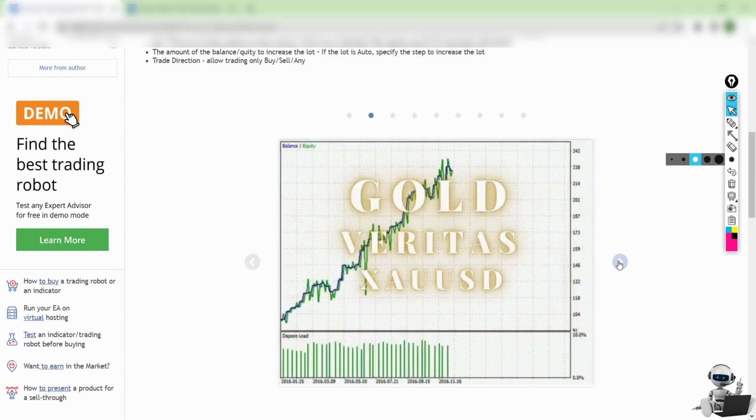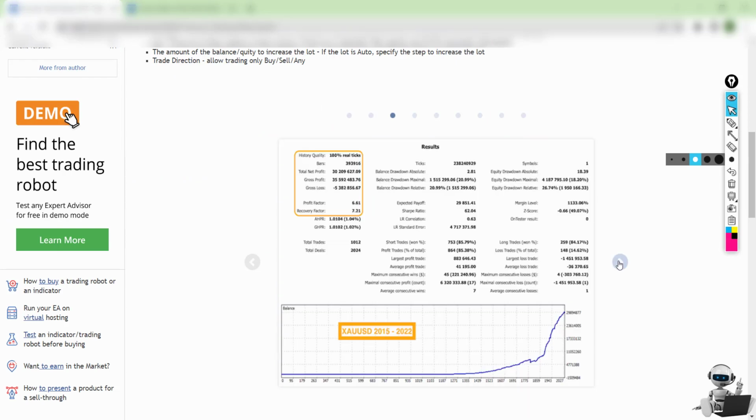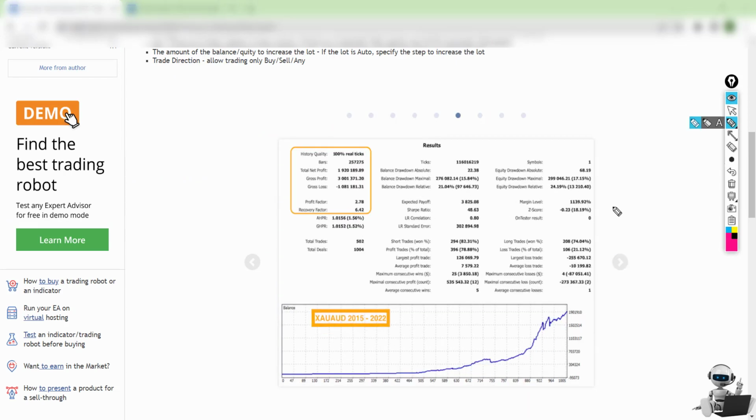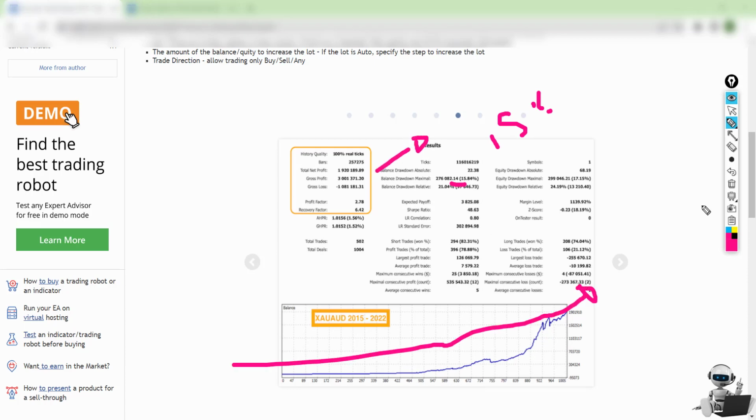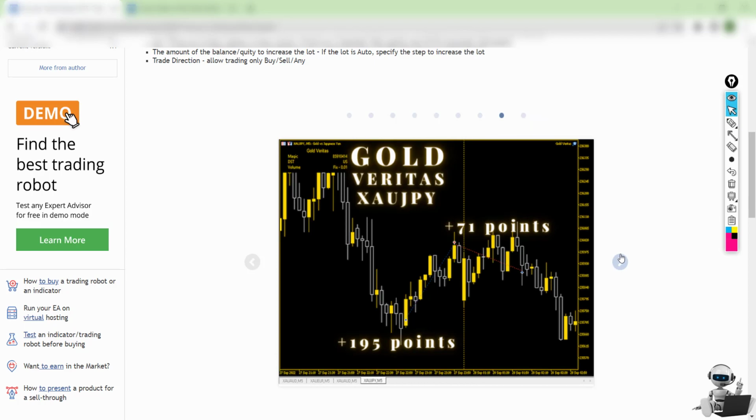So we can see Gold Veritas, or Veritas, however that is pronounced. We can see the backtesting, and the maximum drawdown is only 15%, and it made a lot of profit over time. So this is very amazing, but we need live results, and you can see the trades. For example, it opens a buy and closes it here, and opens a sell and closes it here.